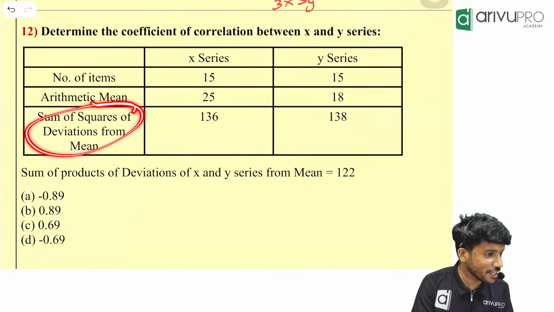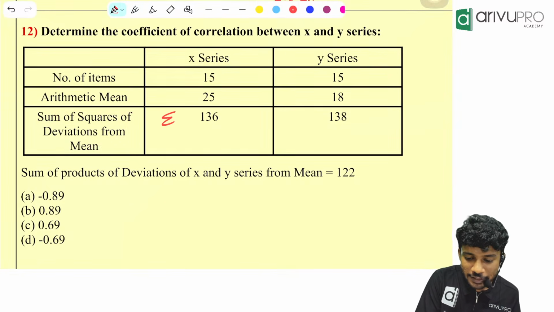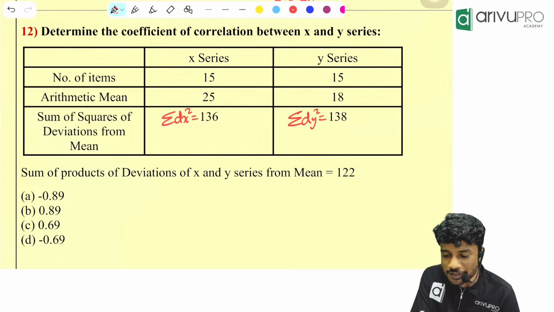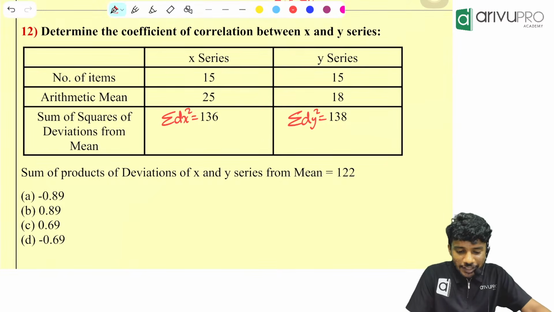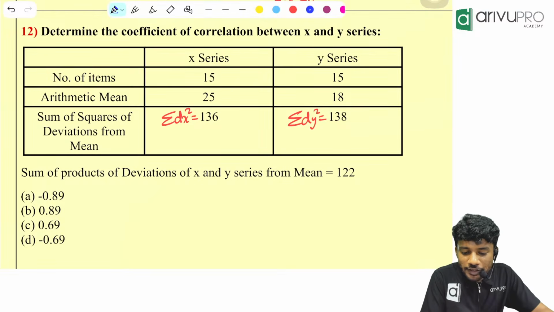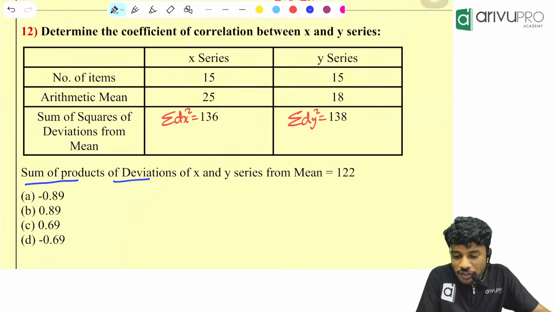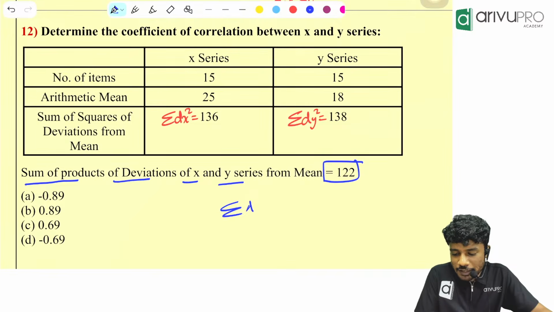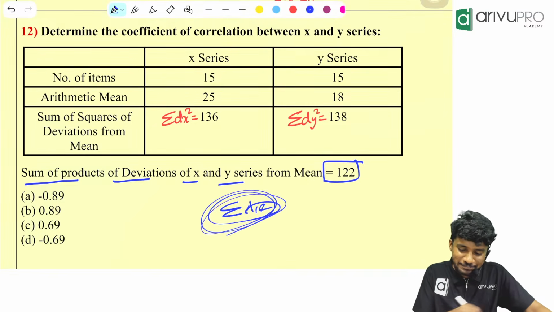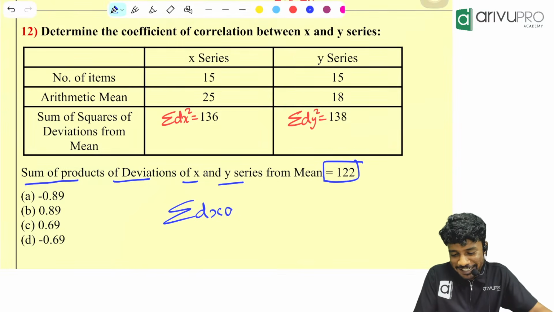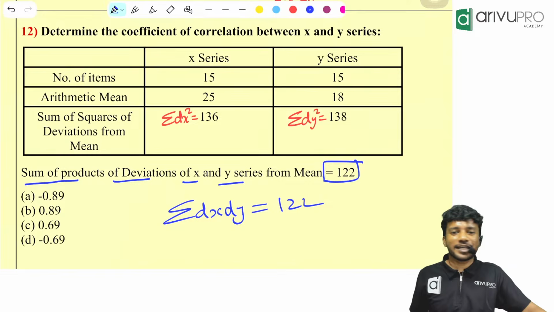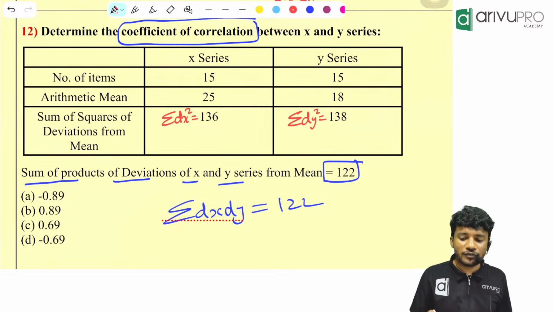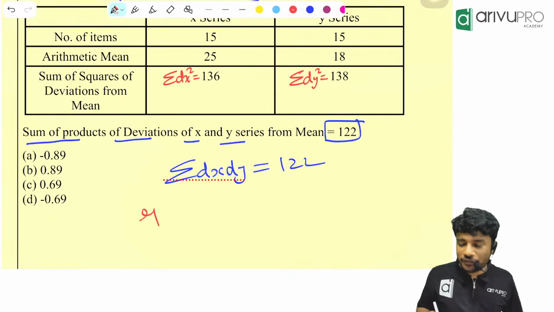Sum of the squares of the deviation is mentioned. Sigma dx square is 135. Sigma dy square is how much, people? 138. These things are given. Then what are they asking over here? Sum of the product of deviation of X and Y series from mean is also given. What do you mean by that? Sigma dx dy is equal to how much? 122. Everything is given. What are they asking? Determine the correlation coefficient. We need to find the value of R.